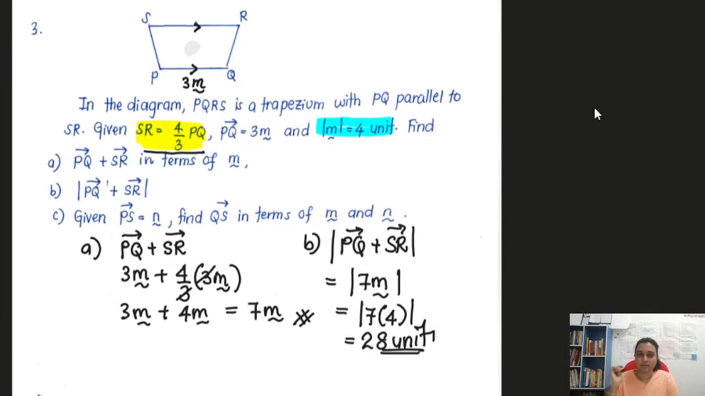Okay, next one. Given PS is equals to N. P kepada S here, this is vector N. Find QS. Q to S. Can you see here? Q to S. Teacher wanna ask you. Q to S is the resultant of which vector? Now you all have to take note.